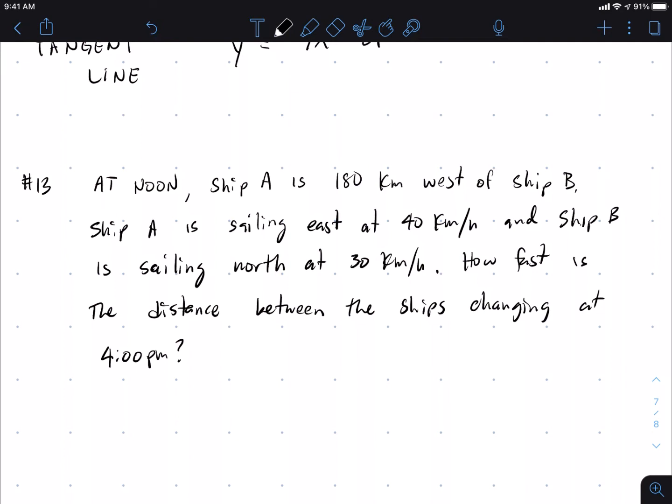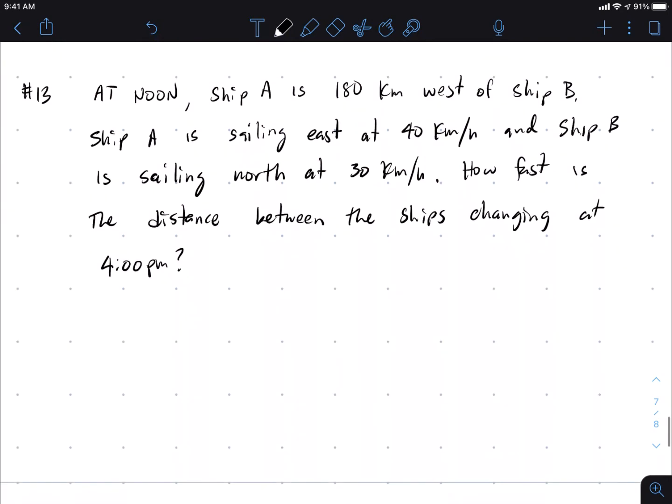Now, do you guys want to try this, or do you want me to explain it and do it? Explain it, please. Okay, no worries. So the first thing that we need to find out is how much time gap is going to happen when we're trying to find our rate of change.